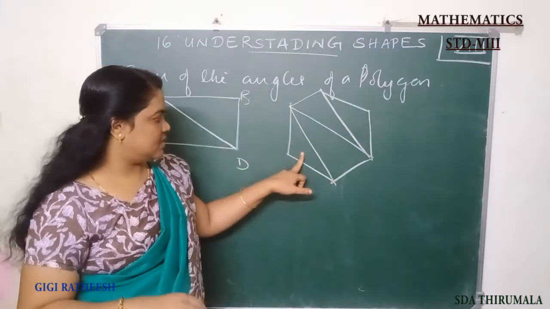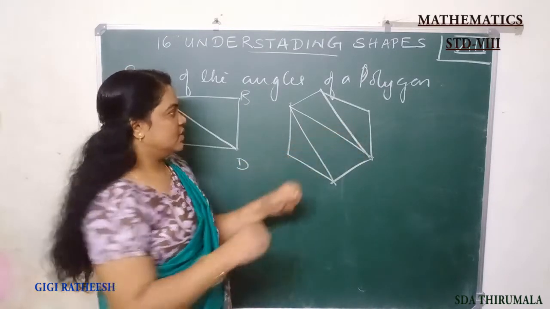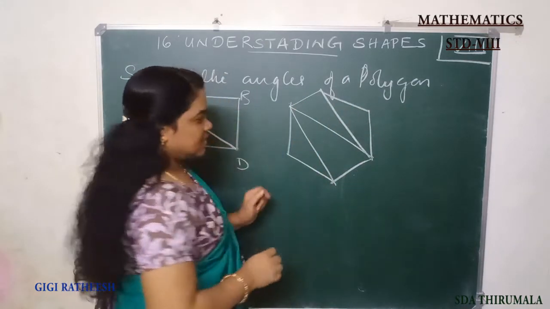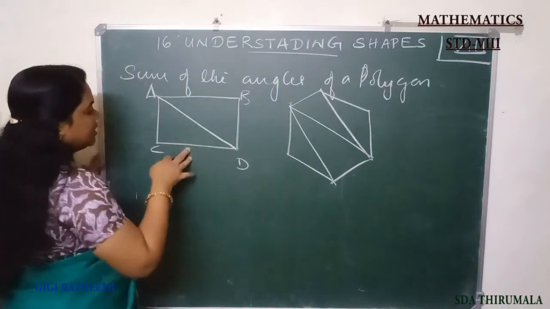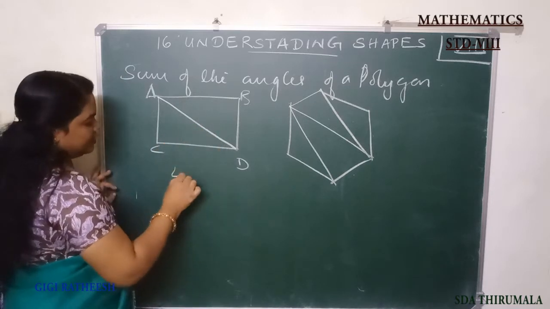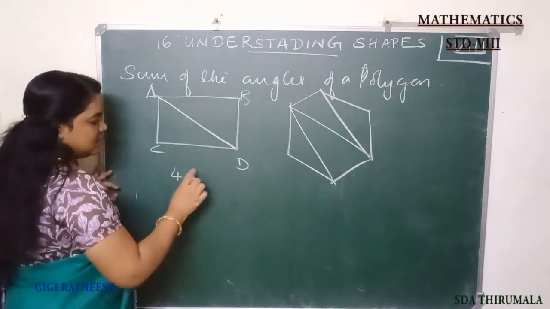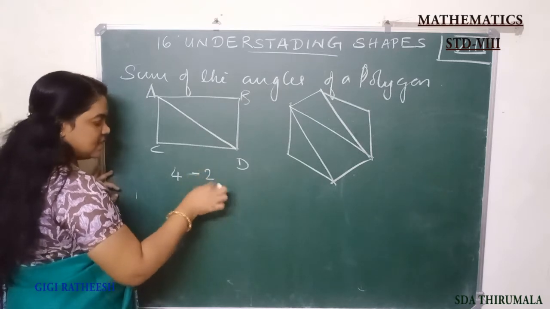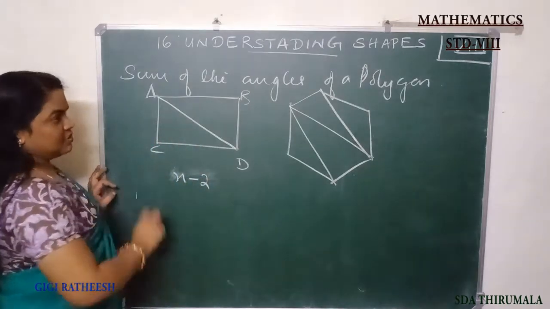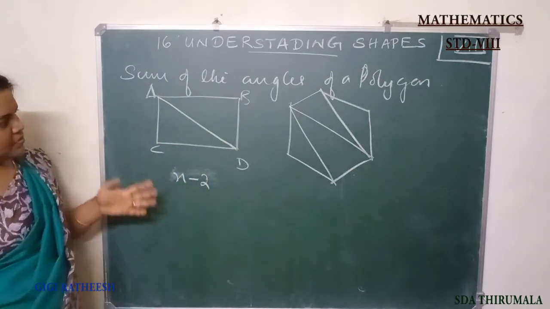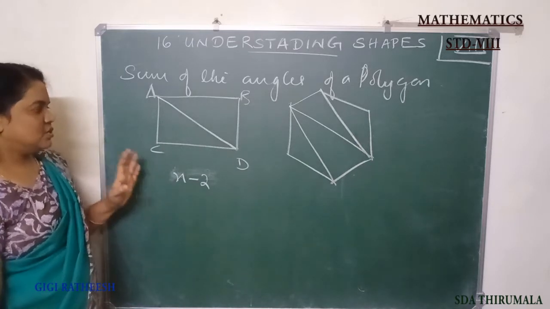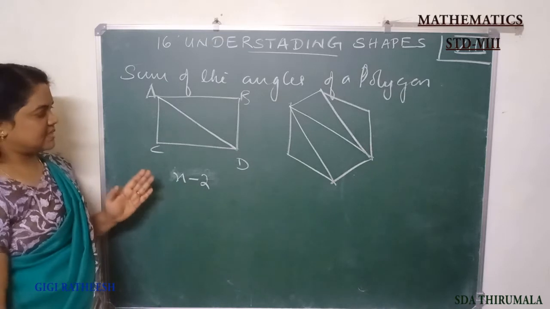Here there is a triangle, and second one, third, fourth. And the sides are 1, 2, 3, 4, 5, 6. From this we can see that here there are 4 sides and 2 triangles. That is 4 sides minus 2 gives us 2 triangles. So we can observe that the number of triangles we get is 2 less than the number of sides.